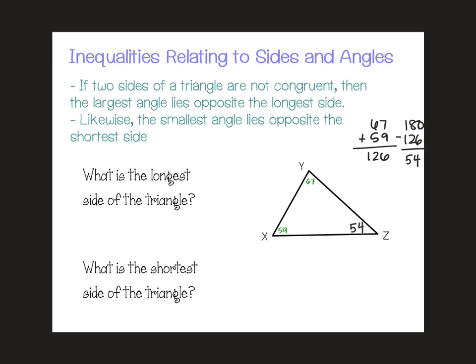So then it says, what is the longest side of the triangle? So the largest angle is right here. It's angle Y. So across from that is the longest side. So XZ is the longest side. So it says, what is the shortest side of the triangle? So this is the smallest angle. So across from it would be the smallest side.